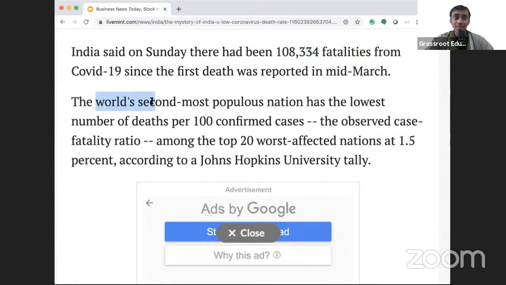Now, this world's second most populous nation. What do you mean by populous? Lots of people. You might have heard of the word populated. So, the world's second most populated nation has the lowest number of deaths per 100 confirmed cases. The observed case fatality ratio among the top 20 worst affected nations is 1.5%. So this is the lowest. India is at the lowest with 1.5. So in every 100 cases, only 1.5 are losing their life. Still very sad, but the figure is lower compared to other countries.